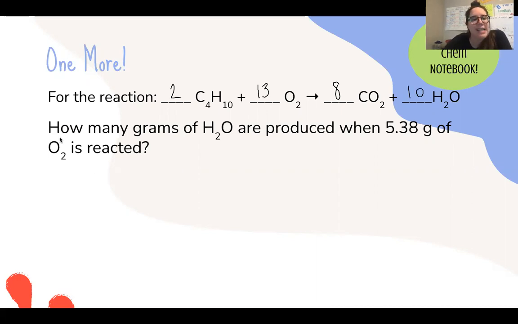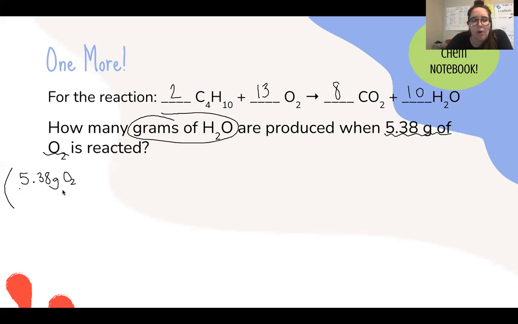Okay, so it says how many grams of H2O are produced when 5.38 grams of O2 is reacted? So we want our answer in grams of water. We are given 5.38 grams of oxygen. So whatever we are given starts over 1. So we have 5.38 grams of O2 over 1.